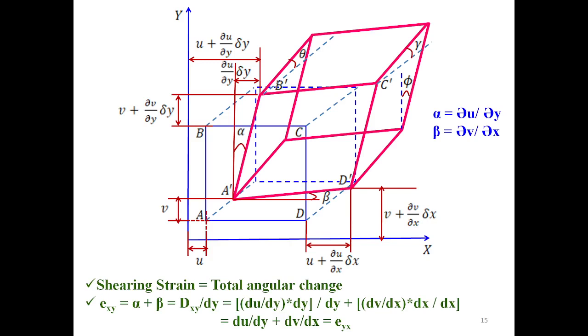From both the tensile and shearing strain discussion, we can conclude that the components of strain are Exx equal to du by dx, Eyy equal to dv by dy, Ezz equal to dw by dz, and Exy, which is alpha plus beta, that means du by dy plus dv by dx, which is equal to Eyx. Similarly, Eyz is dv by dz plus dw by dy, which is also equal to Ezy. And Ezx is dw by dx plus du by dz, which is equal to Exz. So there are 6 components required to define strain. And here alpha is the partial derivative of u with respect to y and beta is the partial derivative of v with respect to x, the angles.